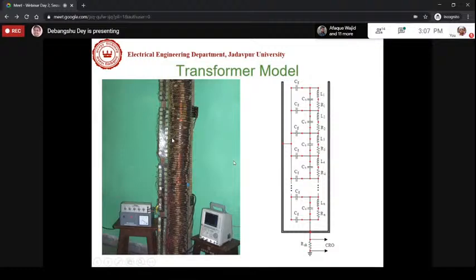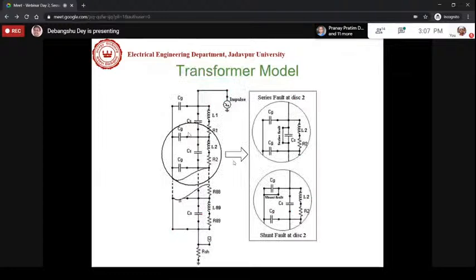That means, say, if the insulation of disc number 30 is weak, then we have a shorted disc. Now our objective is to identify the position of the fault, that means at which position the winding is weak or faulty. So this is the scheme.